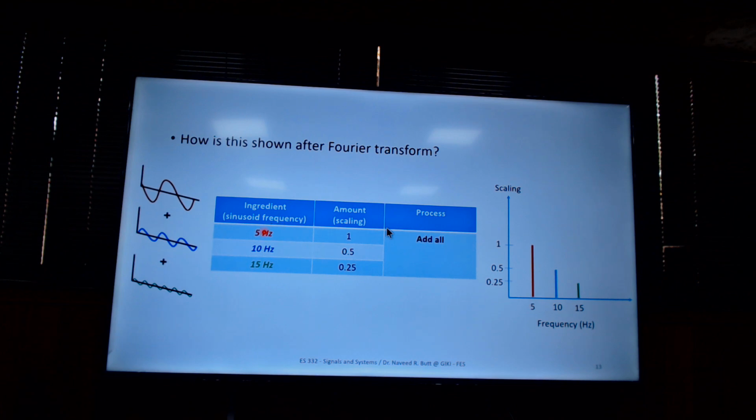Then I scan the x-axis. If I need 5 Hertz, I put a line there. How big is the line? That will depend on the relative scaling or the amount of this guy I need. Then I go further, and if I need another frequency, yes, I need 10 Hertz, I put a line showing that I will need 10 Hertz also to make this cake. And how much of that will be there? 0.5. I go to the third one, 15 Hertz. How much I need? 0.25. This now is really a very nice and concise representation of what I want to do.